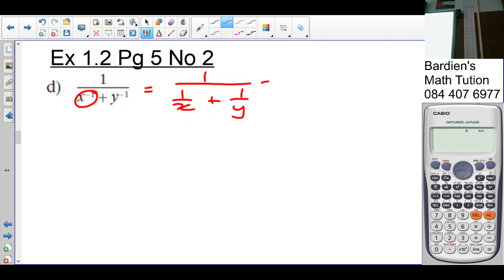So, what does this line here mean? What does this line here mean? To divide. So in other words, it's 1 divided by 1 over x plus 1 over y. Then what do we do now? What can we do inside the bracket?